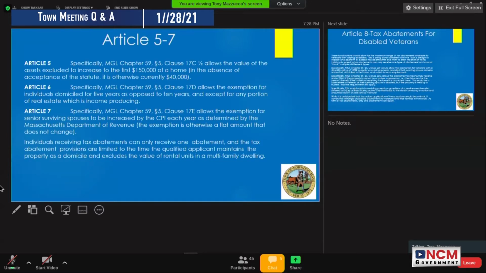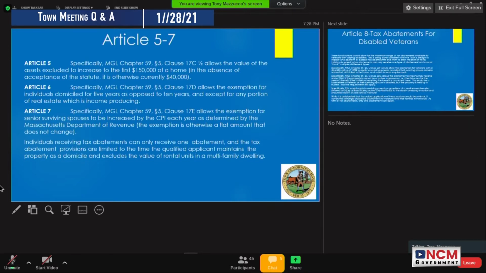We've established a volunteer or donation fund for seniors and for veterans. We have increased the senior tax work-off dollar amount. We have increased the eligibility for the senior tax work-off. Later in this warrant, there'll be a few other tax abatements, but what these would do is change the allowable portion of the value that a senior who's otherwise qualifying for a tax exemption can get.